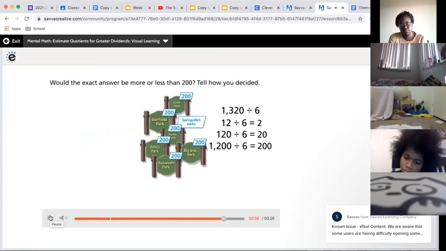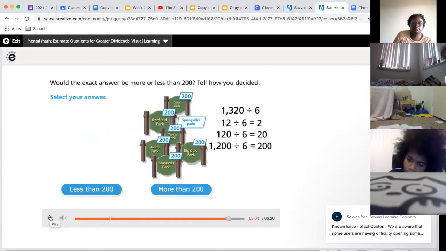Would the exact answer be more or less than 200? Tell how you decided. So would the exact answer be more or less than 200? Do you think it'll be more or less? Type it in the chat and tell me what you think. Do you think it'll be more or less than 200?